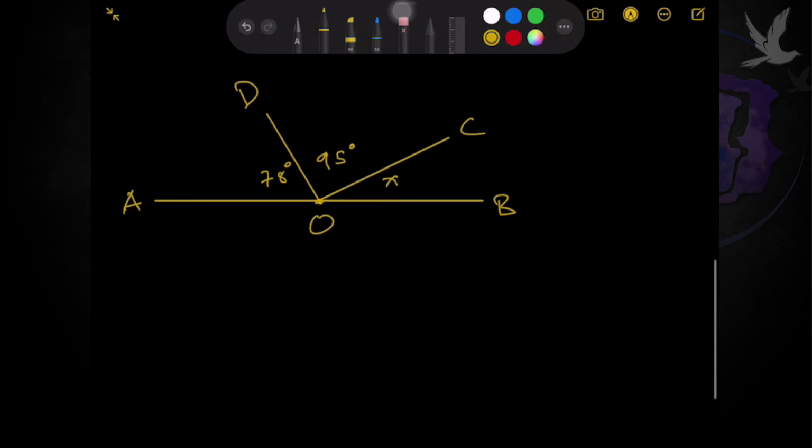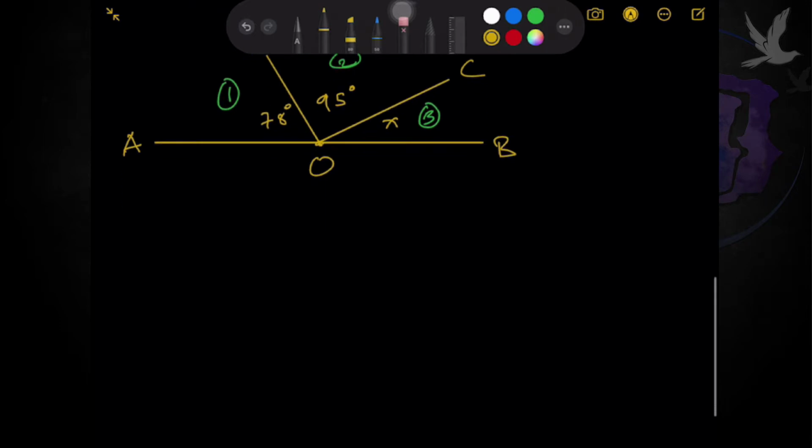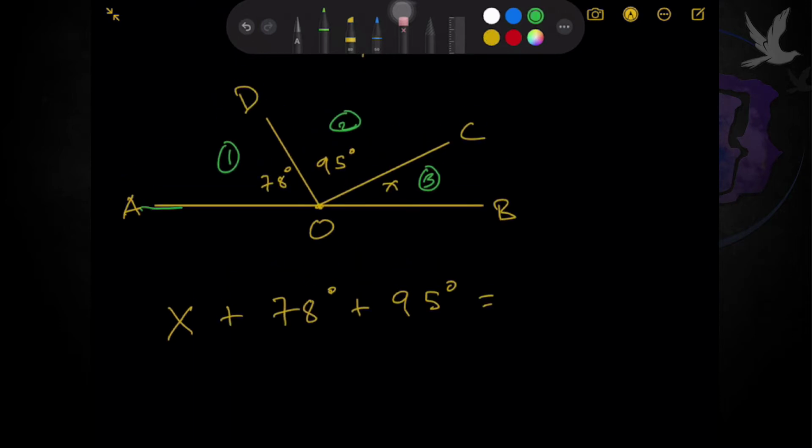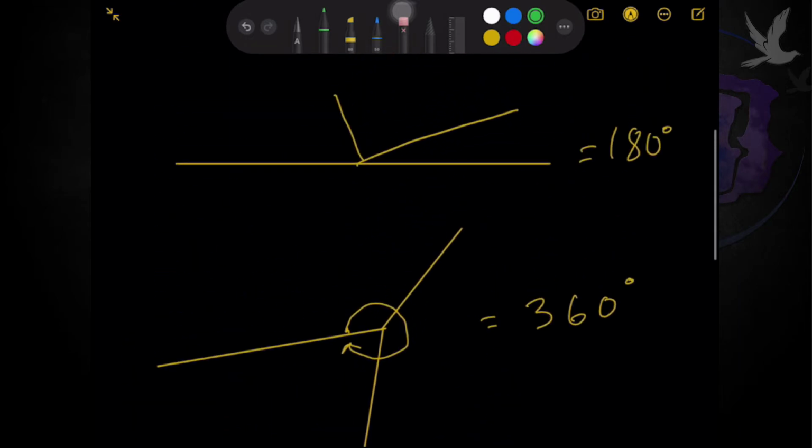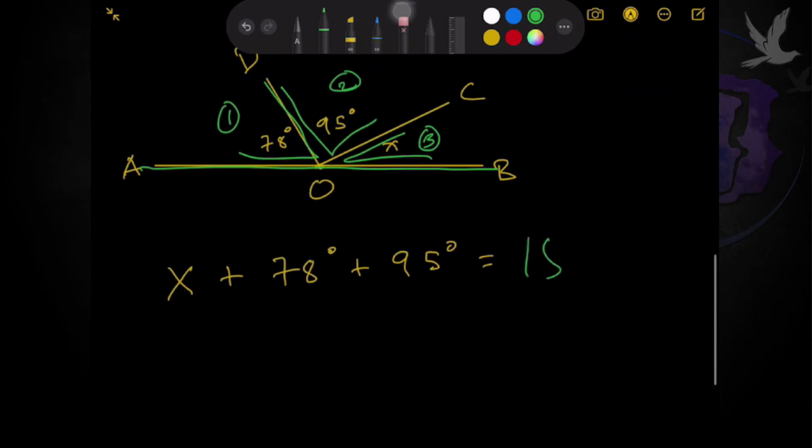And if you're going to add all these three angles, ito, this is one angle, this is second angle, and this is the third angle. If you're going to add all three, such as having the variable written down first, X plus 78 degrees plus 95 degrees. And if you're going to add all of them up, it forms a straight line, diba? If you see the logic here. All these three, 1, 2, 3, adding them all up forms a straight line. So since all three form a straight line, it is now equivalent to 180 degrees.